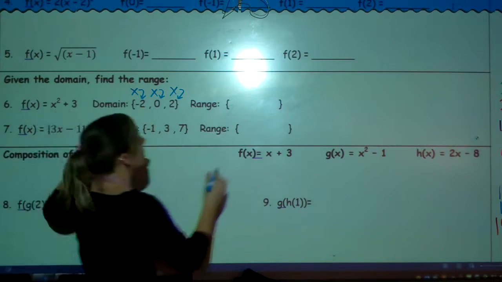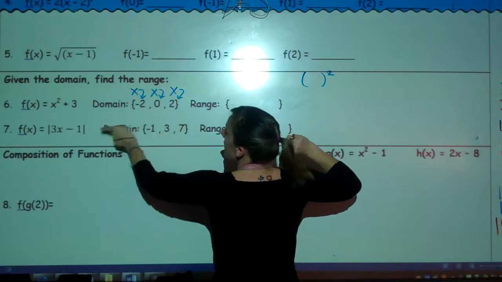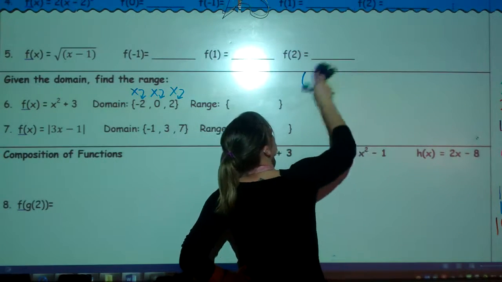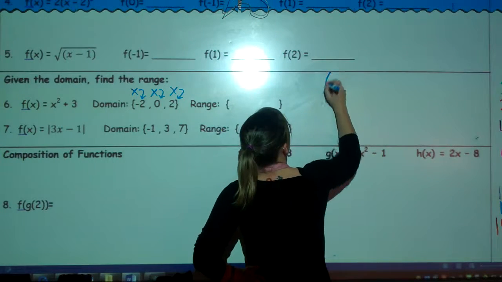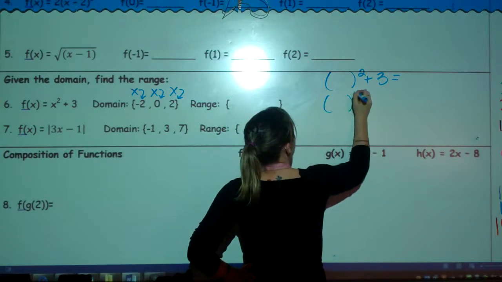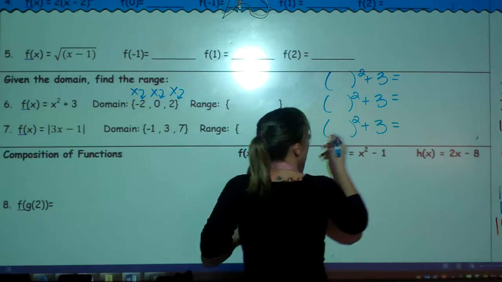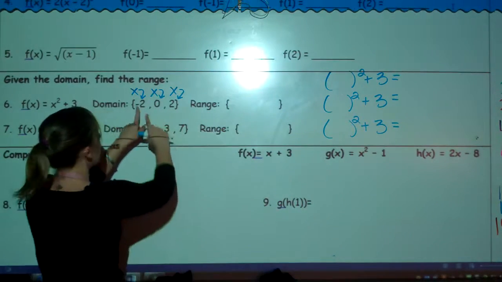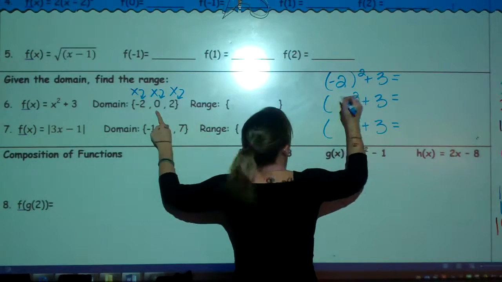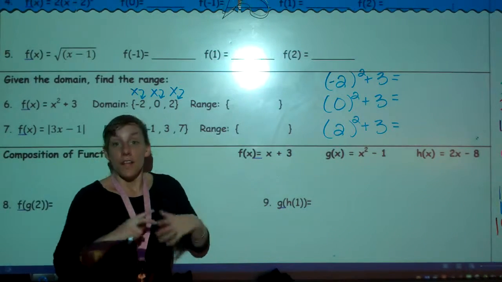So when I do that, and again, I like to write it with parentheses, x squared plus 3, let me write it a little bit larger so you can see, x squared plus 3, and then another x squared plus 3, and then another x squared plus 3. So I've got this 3 times because I'm going to put in those 3 numbers. So I'm going to put negative 2 in, I'm going to put 0 in, and I'm going to put positive 2 in. And when I do that, then I'll get an output.